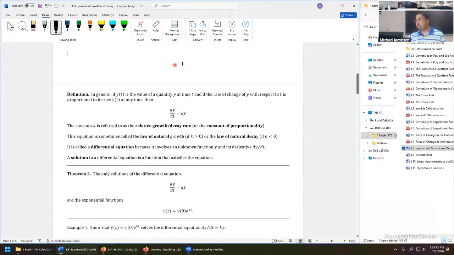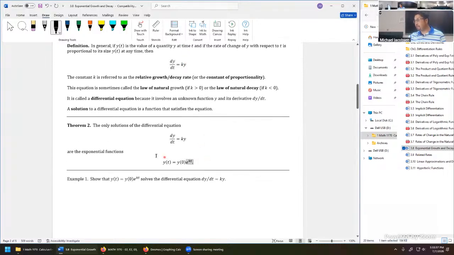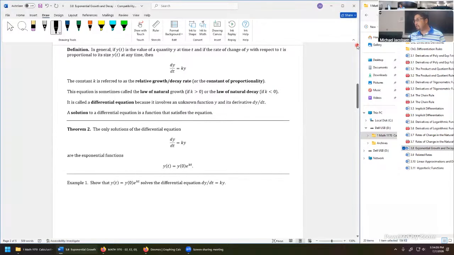So here's where we're going to start off in section 3.8. We have things that might look familiar. This is the exponential growth or decay formula highlighted down below here. Where it starts, though, however, is the idea of a differential equation. Usually this is not talked about much in a pre-calculus situation, but here we can give bigger context to where this equation came from in the very first place.